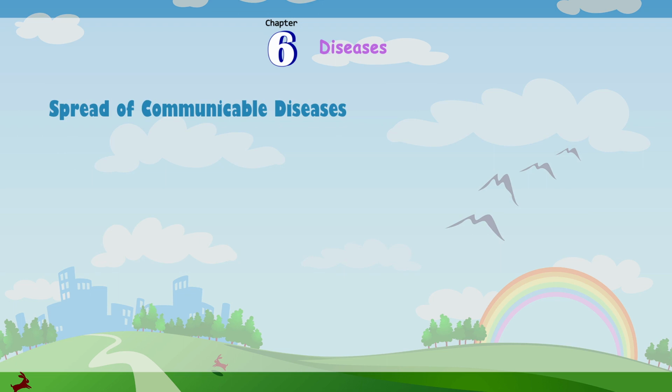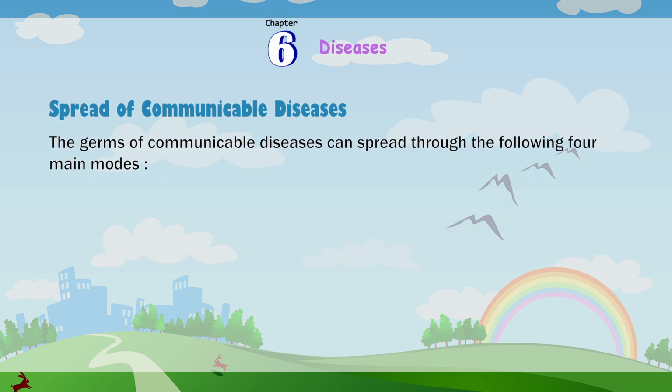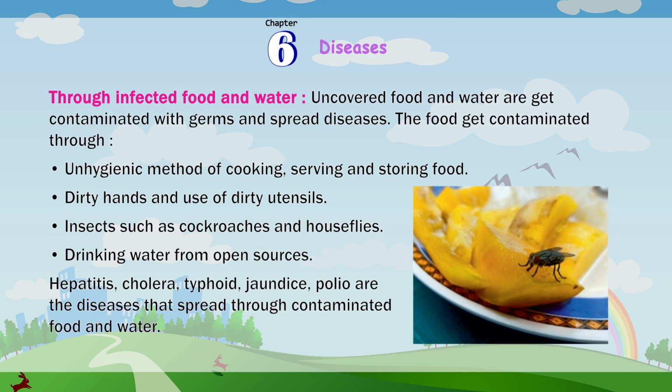Spread of communicable diseases. The germs of communicable diseases can spread through the following four main modes: through infected food and water. Uncovered food and water get contaminated with germs and spread diseases. The food gets contaminated through unhygienic method of cooking, serving, and storing food, dirty hands and use of dirty utensils, insects such as cockroaches and house flies, drinking water from an open source. Hepatitis, cholera, typhoid, jaundice, polio are the diseases that spread through contaminated food and water.